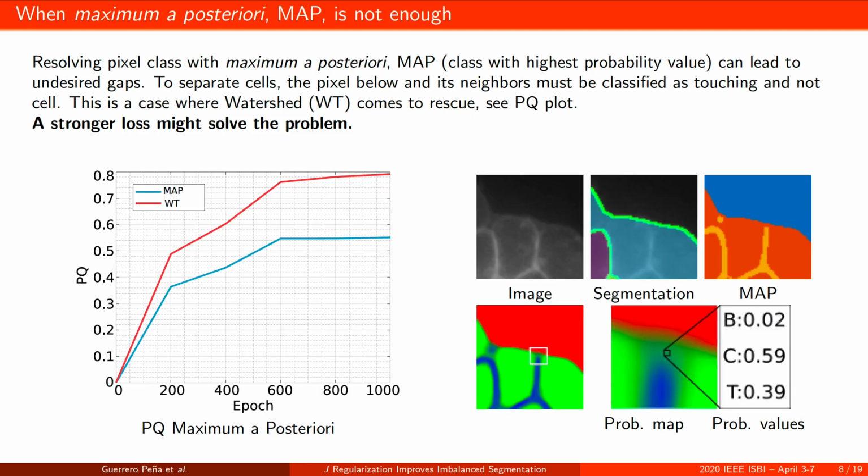We want to use maximum a posteriori decision rule to assign predicted classes to pixels. A weak prediction, maybe due to a weak signal, may lead to some confusion, mostly around junction points, as shown in this example. This can result in mistakenly merging adjacent cells into a single cell. Pixels at this junction should have been classified as touching so they can separate the adjacent cells. Watershed works well in these cases as shown in the plot. But maybe we can have a stronger classifier that can take care of those troubling regions.